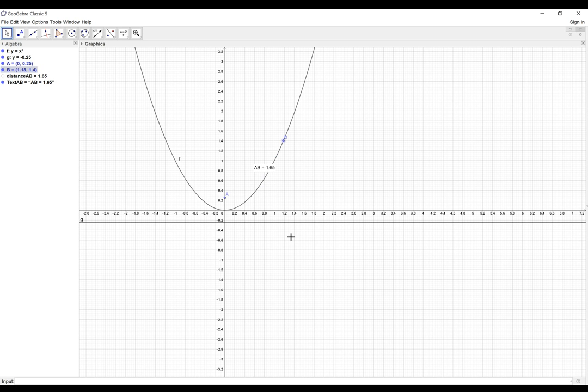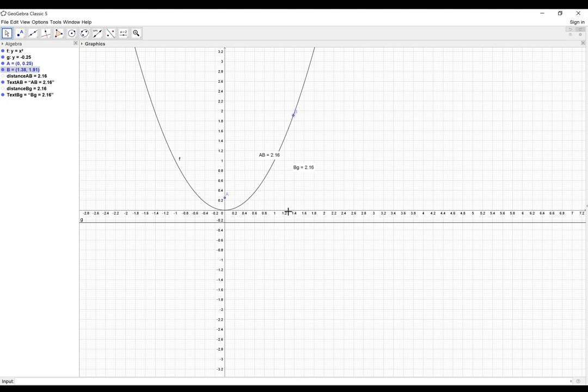Well, it turns out that not only is there a focus, there's also a line that is important. And that line I've drawn in. It is y equals negative 0.25, and I'll explain in a different video where those numbers come from. But what is true is if I measure the distance from this point on the parabola to the line, that distance will always be the same as the distance from that point to the focus. So notice that no matter where I do it, it is always the same.